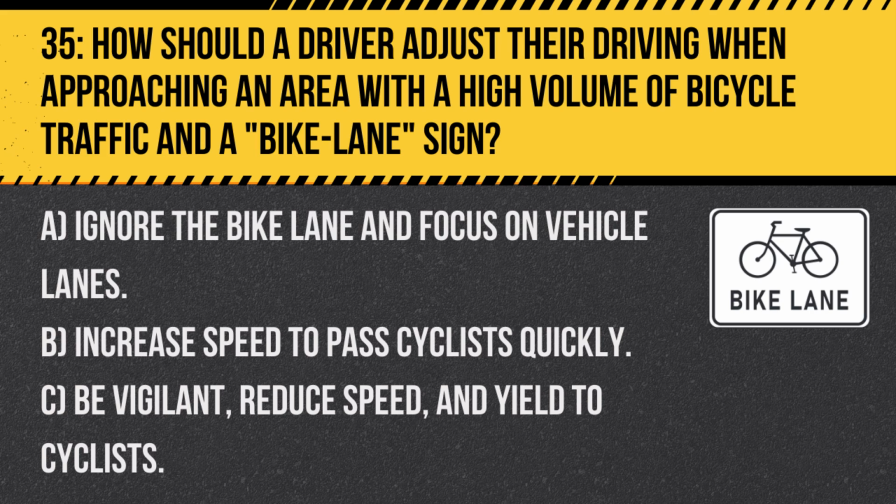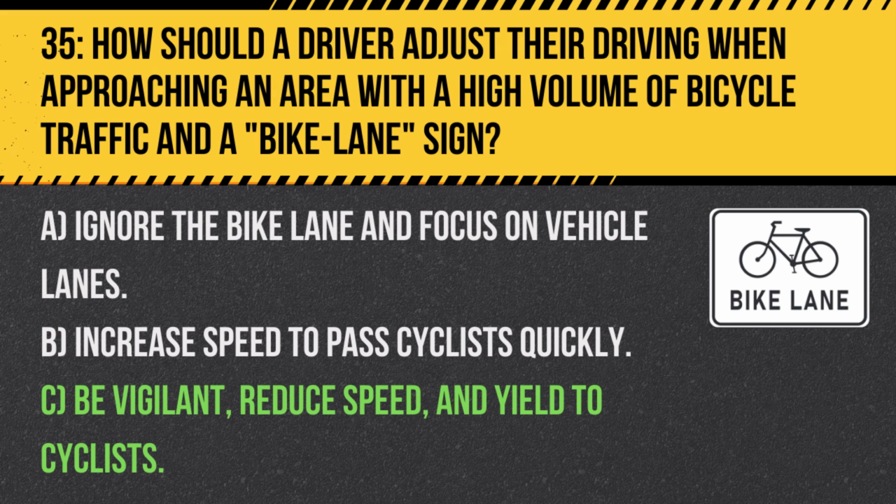Question 35. How should a driver adjust their driving when approaching an area with a high volume of bicycle traffic and a bike lane sign? A. Ignore the bike lane and focus on vehicle lanes. B. Increase speed to pass cyclists quickly. C. Be vigilant, reduce speed, and yield to cyclists.